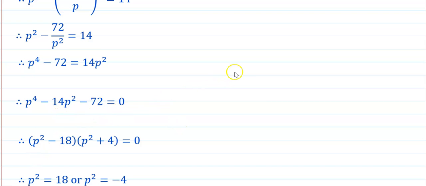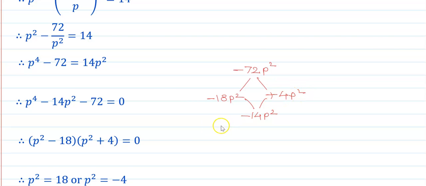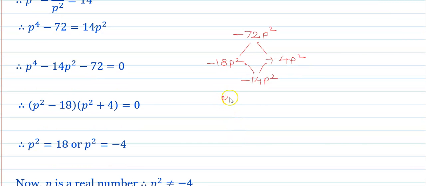Now the product of first and last term is minus 72 p square. Okay. And what is the sum? Sum must be minus 14 p square. Okay. The factors are, किती येतील factors? Minus 18 p square. Okay. Plus 4 p square. Okay. And therefore we can write here p raised to 4 minus 18 p square plus 4 p square minus 72, and that's equals to 0.